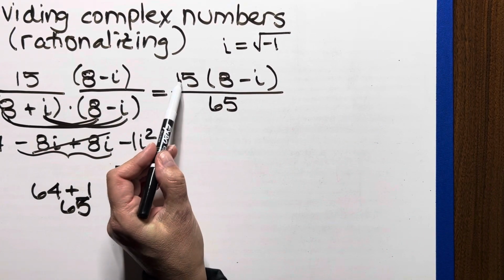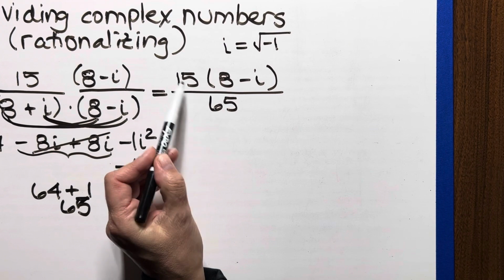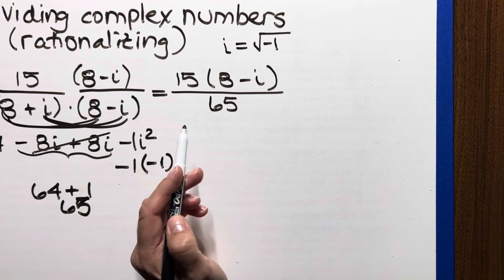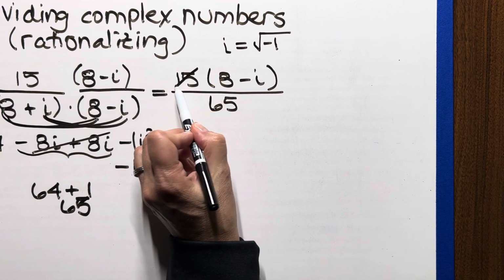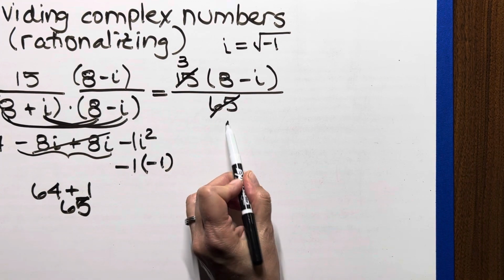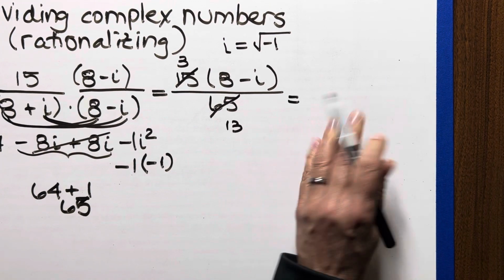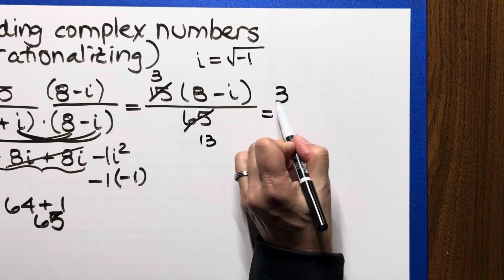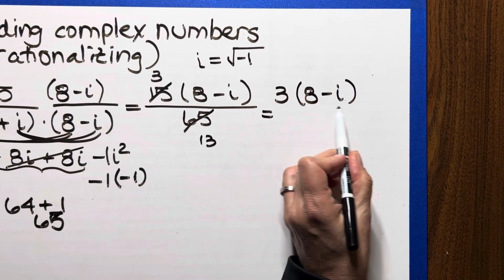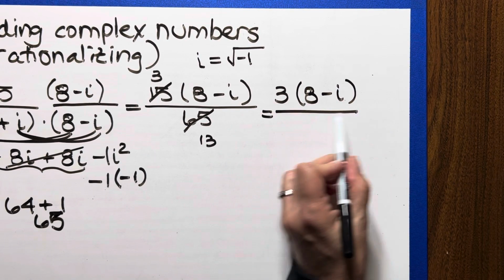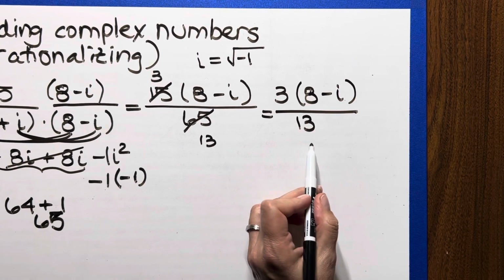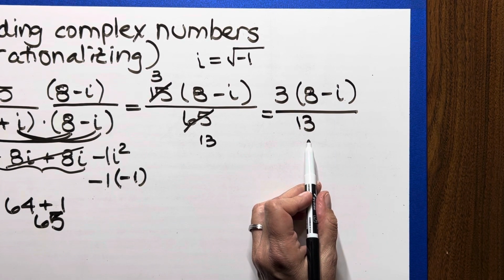So I'm noticing that I have common factors between my 15 and my 65. I'm going to divide each of these by 5. So if I do that, I have a 3 here. If I divide 65 by 5, I get 13. So when I am finished, I'm going to leave my answer with the 3 outside, 8 minus i, all over 13. And notice that in my final answer, there is no imaginary in the denominator.